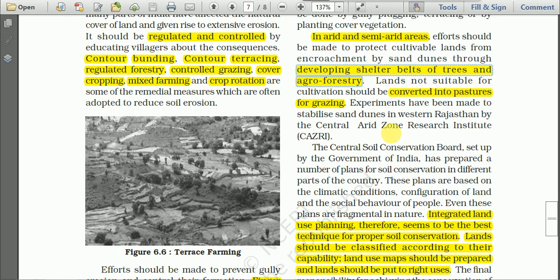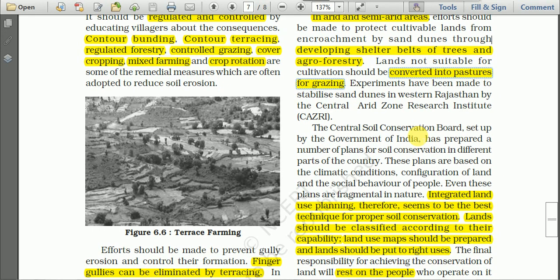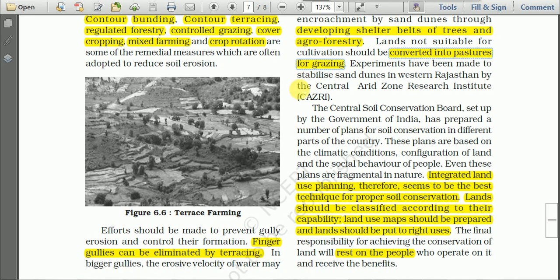Land not suitable for cultivation should be converted into pastures for grazing. The land which cannot be used for cultivation must be converted into grassland for grazing the animals. This is another method. Experiments have been made to stabilize the sand dunes in western Rajasthan by the Central Arid Zone Research Institute, CAZRI.